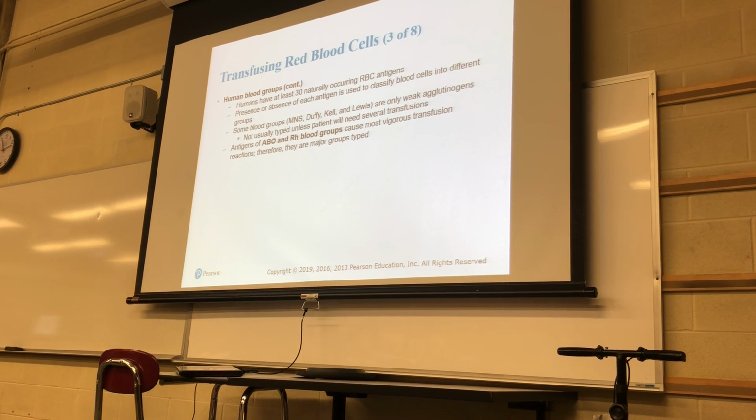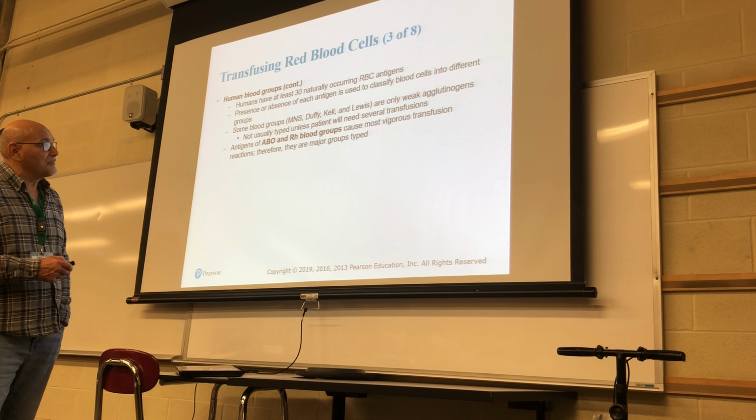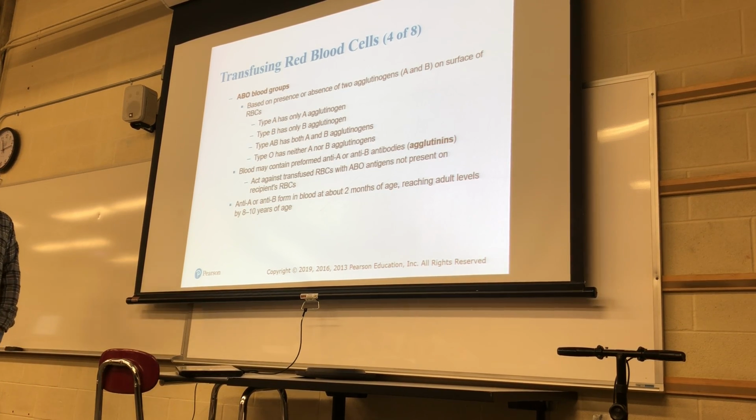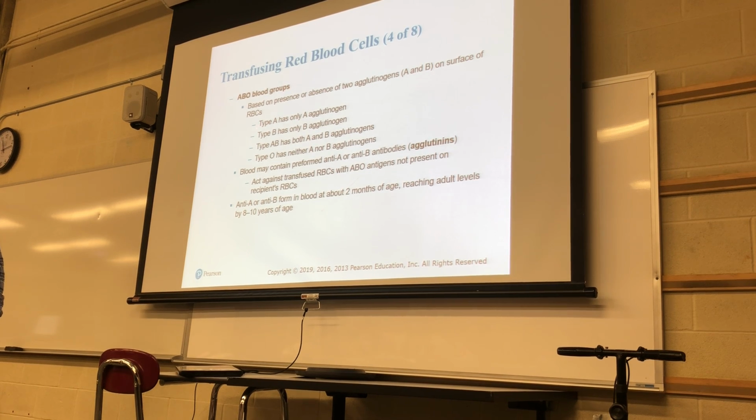So let's look at this graph. Human blood groups: we have antigens A, B, and O. So what happens when I give you the wrong blood? Well, you die because of agglutination, okay? So type A has antigen A. Type B has antigen B. AB has A and B. O has neither. It's O because it has nothing.